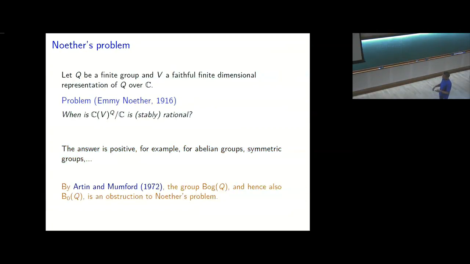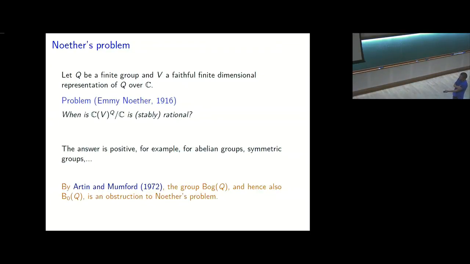And then in 1972, Artin and Mumford discovered that at least in one way, you can answer Noether's problem by computing this B naught of G. Well, they actually had this unramified Brauer group, which I didn't define, but it's isomorphic to B naught of G, where G is equal to Q.